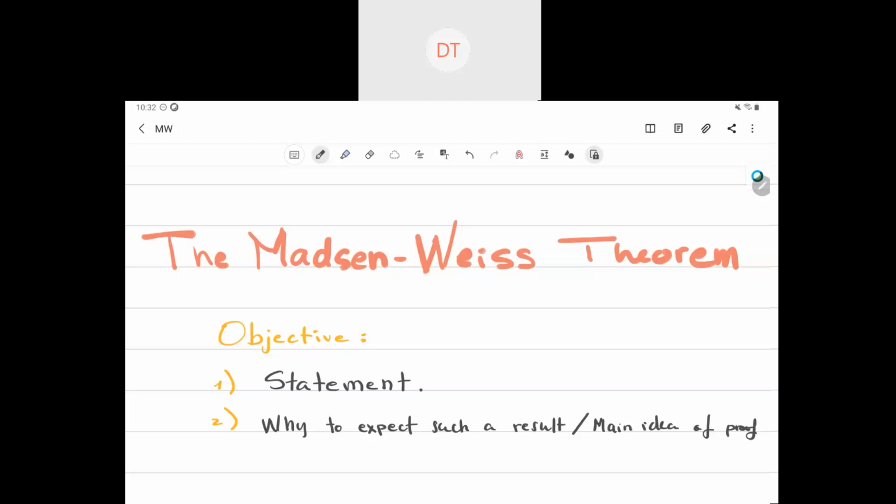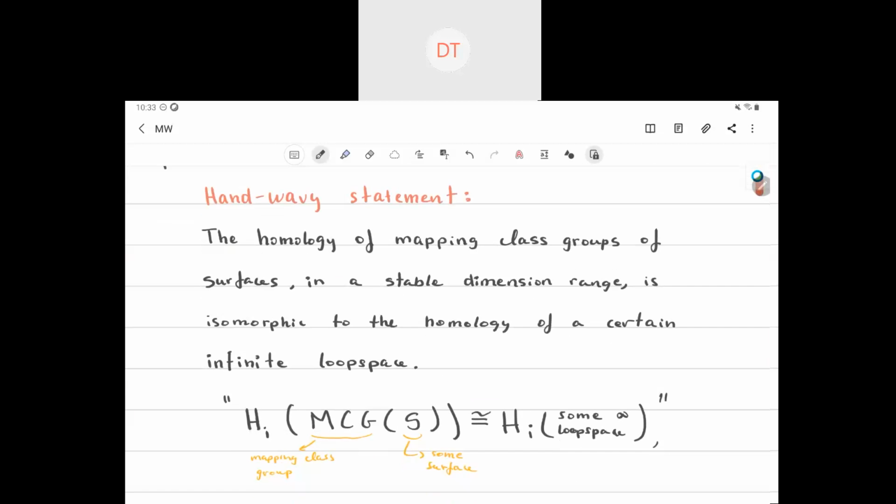So that's the first objective, the statement, and then the second objective is to show why one would expect such a result, and that's basically what's used for the proof. The main idea of the proof is going to turn out to be a sort of scanning map, similar to what we did a couple of times during the semester. All right, so what is this Madsen-Weiss theorem? Let's start with this hand-wavy statement. That's our first step here.